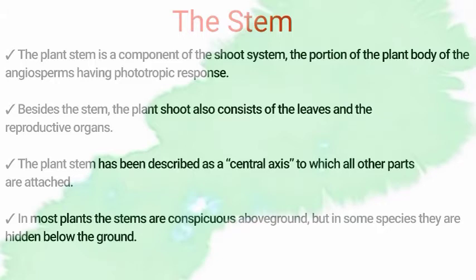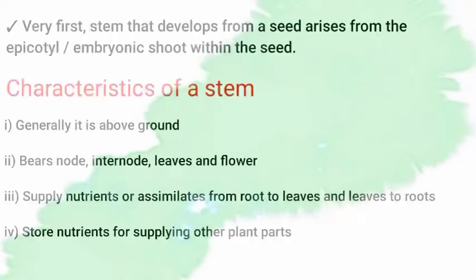The plant stem has been described as the central axis to which all other parts of the plant are attached. In most plants, stems are conspicuous above ground, but in some species they are hidden or present below the ground, or underground. Very first, the stem is developed from the epicotyl or embryonic shoot of the seed.